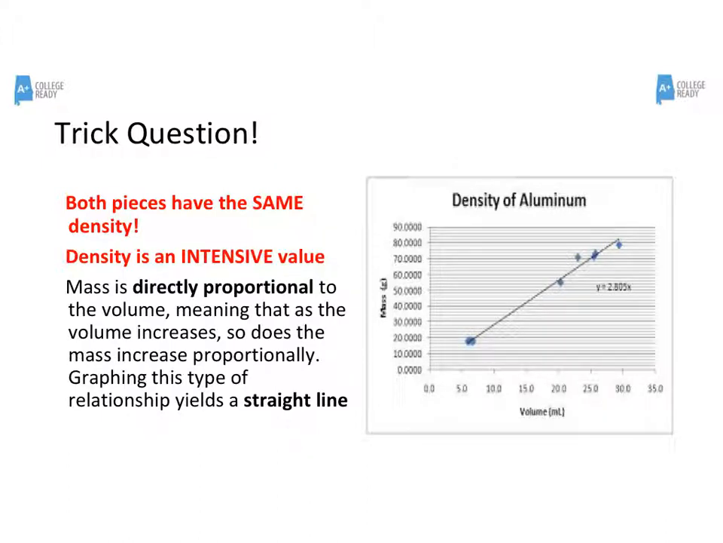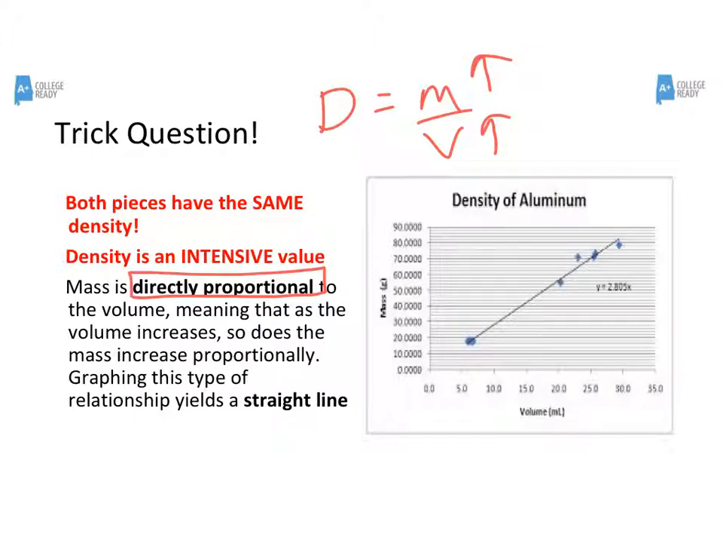The mass is directly proportional to the volume in terms of your density, mass over volume, meaning that as the volume increases, the mass increases also proportionally. When you graph this type of relationship, when you graph a directly proportional relationship, you get a straight line.